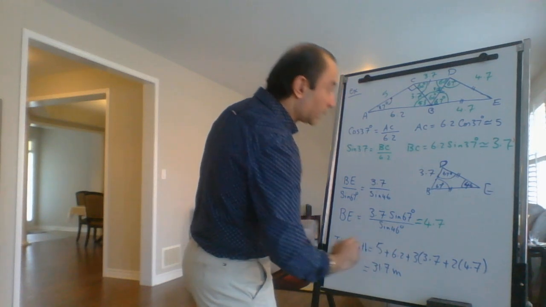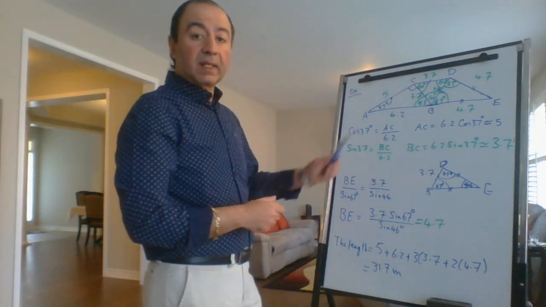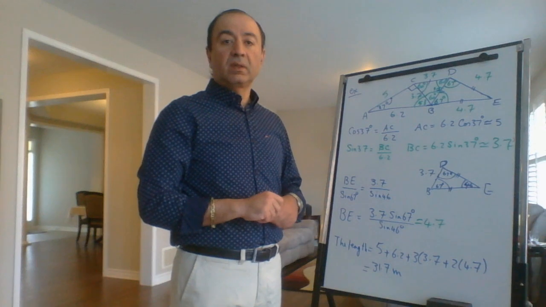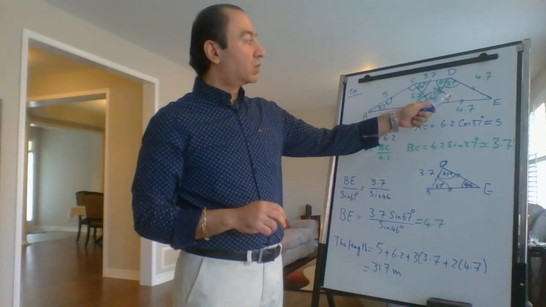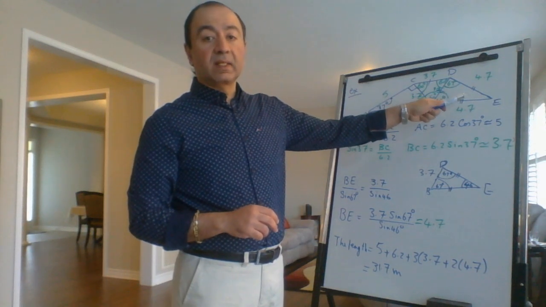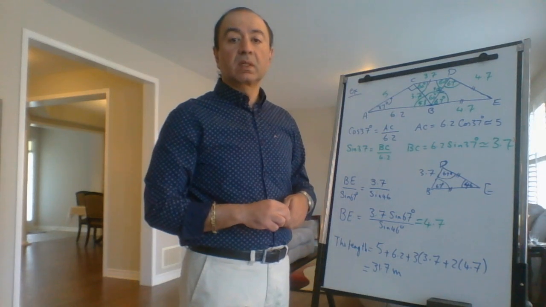meters. Okay, this is an example that shows everything you need to know. If we have two sides and included angle, we would use cosine law.